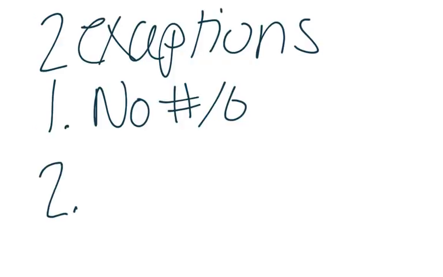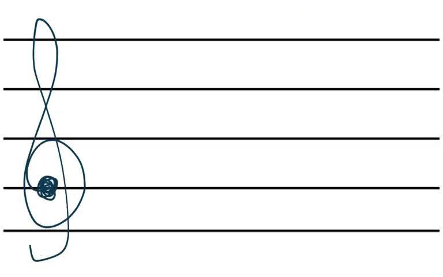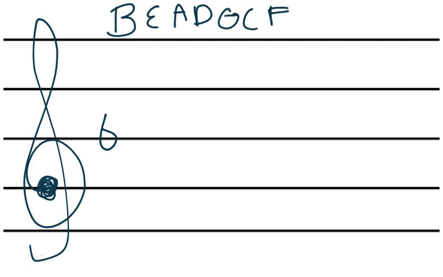The second exception is if there's only one flat, which means that you can't look at the second to last flat because there's only one. If there's one flat, the first flat is B. The order of flats goes B, E, A, D, G, C, F. But just like the musical alphabet, it continues. So after F, you would start over again at B, which means that technically the second to last flat, if there's one flat, would be F.